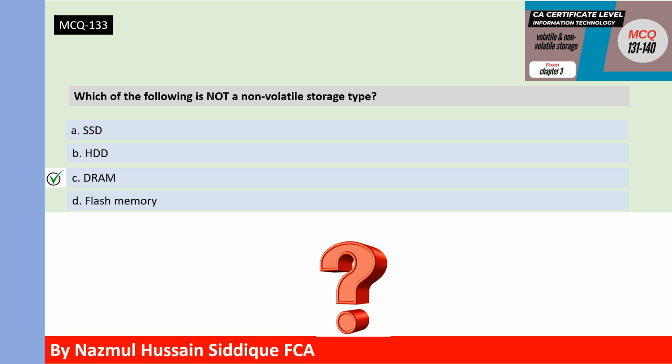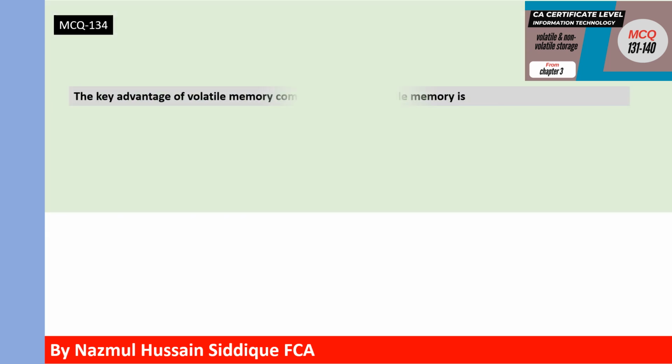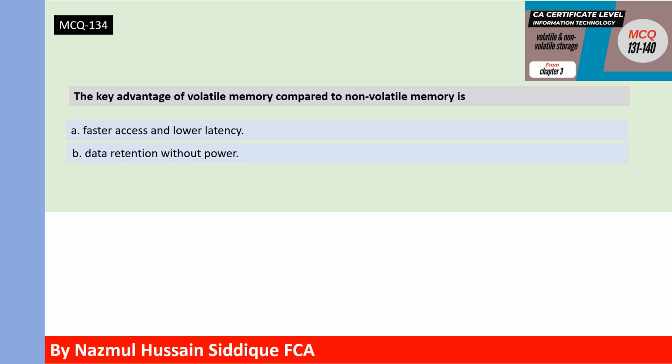Next question. The key advantage of volatile memory compared to non-volatile memory is: Option A. Faster access and lower latency. Option B. Data retention without power. Option C. Ability to store larger data sets. Option D. Lower cost per bit of storage.